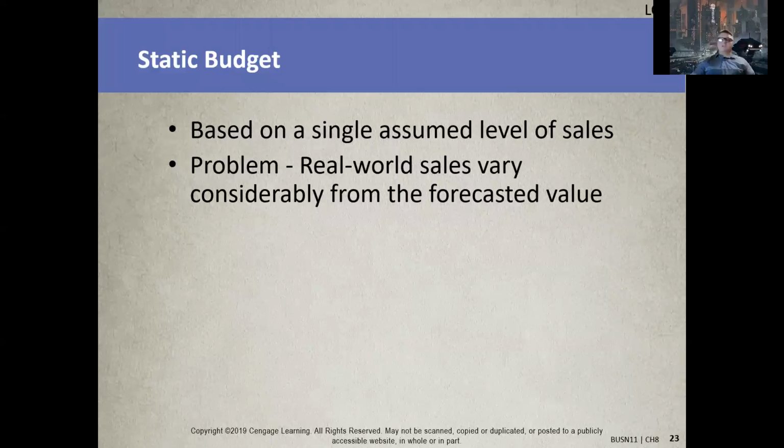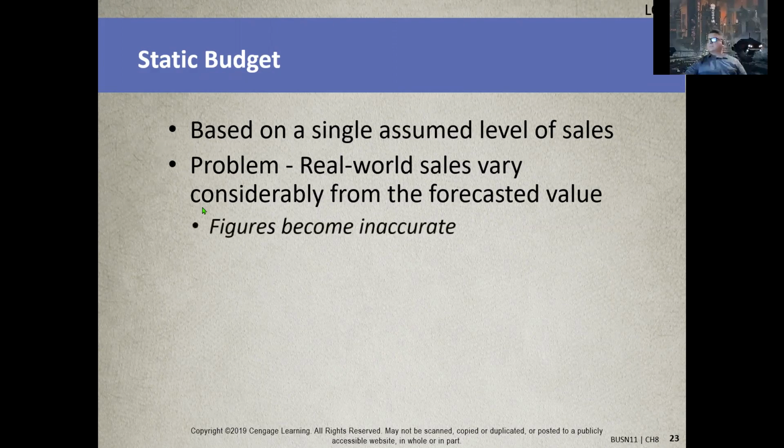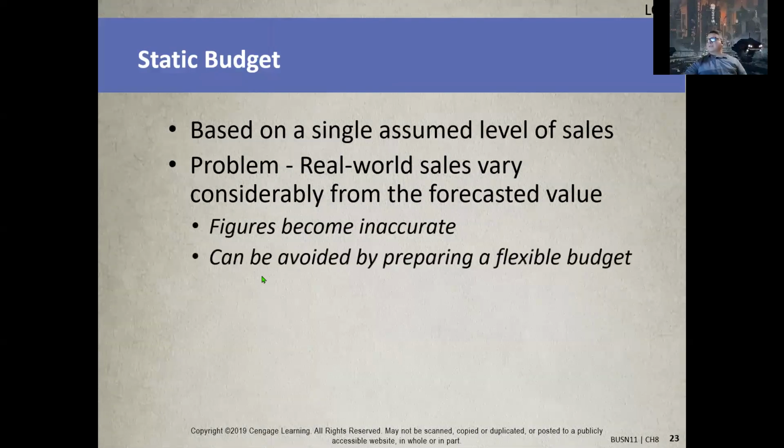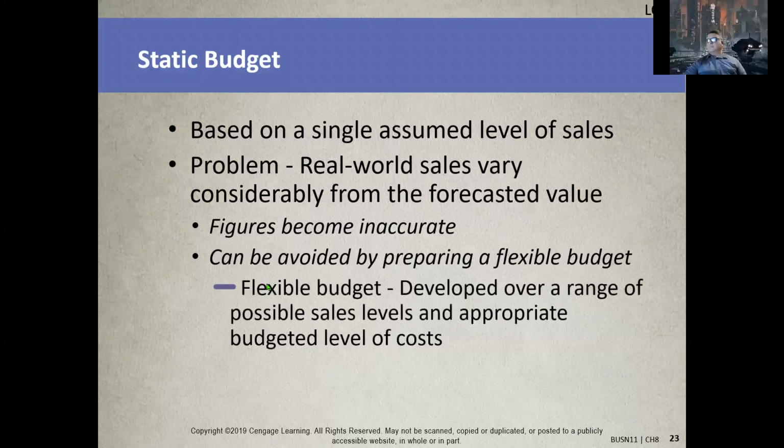Many times, you're going to know what your sales are going to be and how much you're growing from year to year. A lot of times, that just gets blown out of the water. Either you're more successful or you're less successful in the sales process. Inaccurate figures can be avoided by preparing a flexible budget. A flexible budget is developed over a range of possible sales levels and appropriate budget levels of cost. So as sales grow, you get more money. As sales are reduced, your budget is not going to be the same amount.